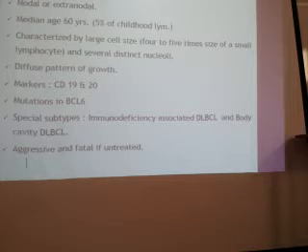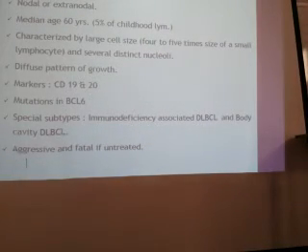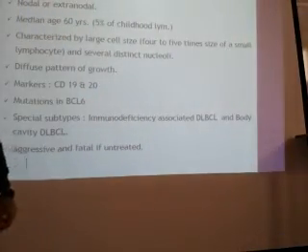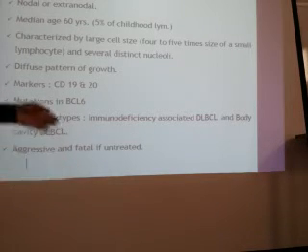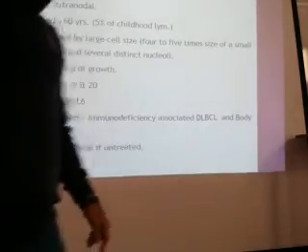As the name indicates, go for the name. Diffuse means no follicles. There is diffuse arrangement of the cells. Large B cell means it is derived from the B cell. Large cell is larger in size. No follicles, diffusely growing, and it is bigger in size. So, characterized by the large cell size. It is 4 to 5 times the size of a small lymphocyte. And has several distinct nucleoli. Many nucleoli inside the nucleus.